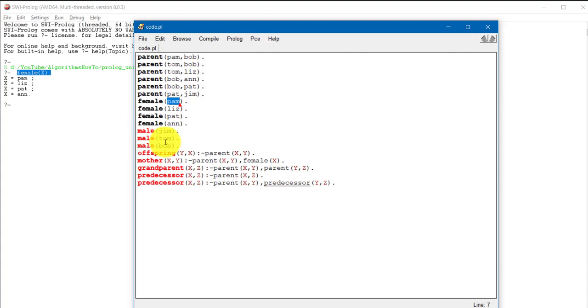We have discussed similar stuff over there as well, right? The arguments of the complex term can be any kind of terms. It could be an atom, a constant, or it could be another complex term as well. It could be a variable as well. Okay, so in this case it is Pam. So if Pam is an atom, then Pam and Pam will always match because they are referring to the same atom.